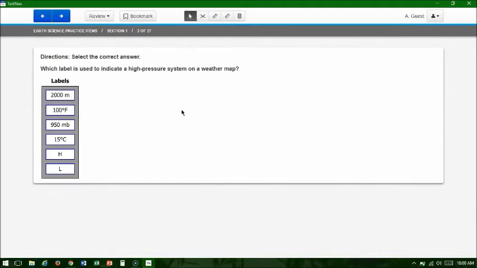Number two, select the correct answer. Which label is used to indicate a high pressure system on a weather map? And that would be the H. That's it.